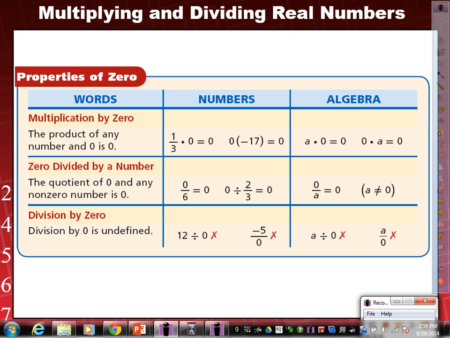The second one is also very similar. Look at this one. It says 0 divided by a number. When you divide 0 by any number, the answer is 0. Very similar to the multiplication one, right? But this is the one where some of you get confused. When you have division by 0, when you get a number and you want to divide by 0, that becomes undefined. Now let me show you why.